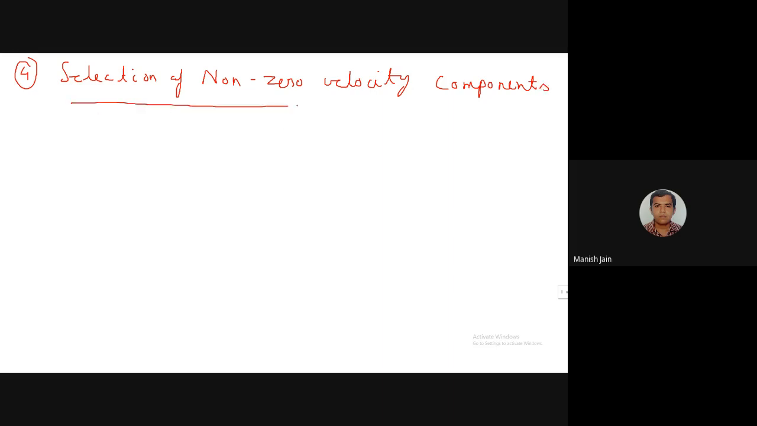Now you have to go for the fourth step. The fourth step is select the accurate non-zero velocity component. Okay, selection of non-zero velocity component. That is very important in this problem. Okay, what is the meaning of the non-zero velocity component?